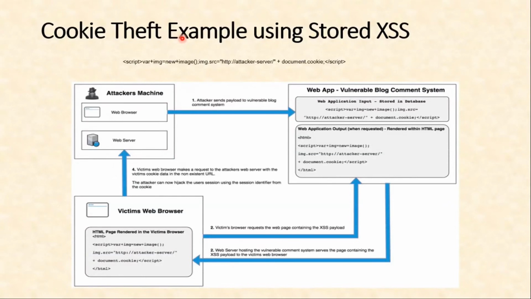Next is how cookie theft happens using a stored accesses bug. See guys, this is the payload I'm sending to the server. The server stores this payload. The script ends with /script, which means it is JavaScript. Variable plus image equals new plus variable. I'm creating an object here. I am saying this is the attacker machine. So it will be stored in the server.